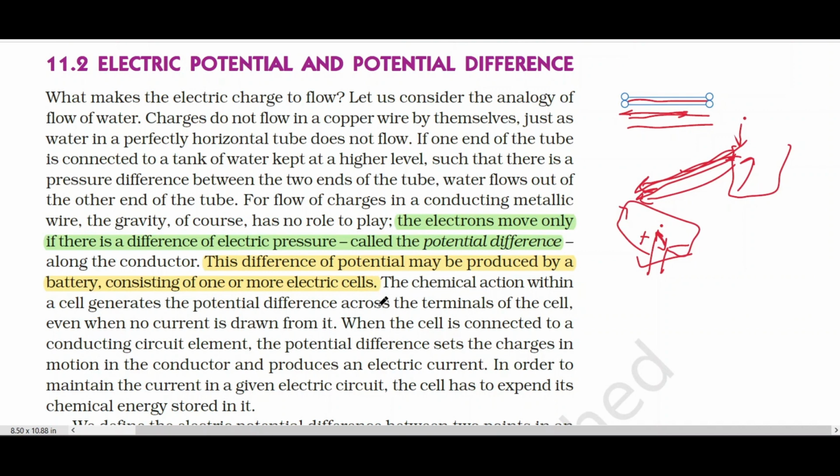The chemical action within a cell generates the potential difference across the terminals of the cell, even when no current is drawn from it. तो इसमें क्या होता है कि जो सेल के अंदर जो केमिकल एक्शन होता है उससे पोटेंशियल डिफरेंस क्रिएट होता है सेल्स के दोनों टर्मिनल्स के बीच में.